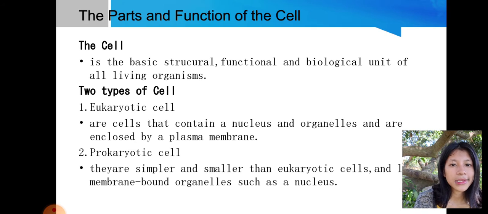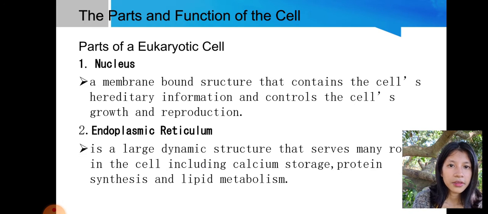Second is the prokaryotic cells. They are simpler and smaller than eukaryotic cells and lack membrane-bound organelles such as a nucleus. We have examples of prokaryotic cells, which are bacteria and archaea. Next, we have parts of eukaryotic cells.